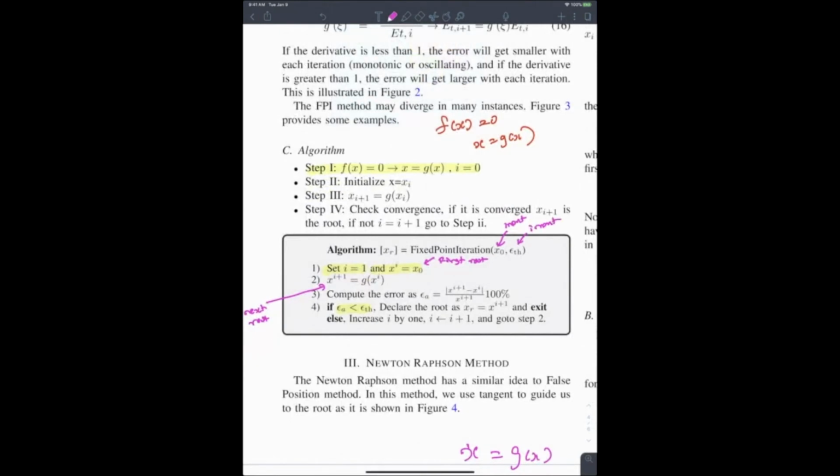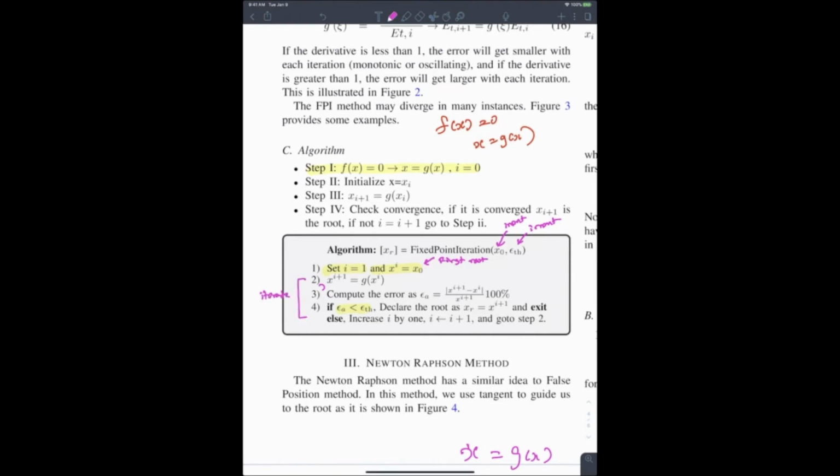Usually in your homework or lab, we will give what the threshold is. So you check if the epsilon a is less than the threshold, then declare the root as XR. So we are done. The iteration is done. If it is not, you go back to step 2. So this is the iteration. Steps 2 to 4 is what you iterate.